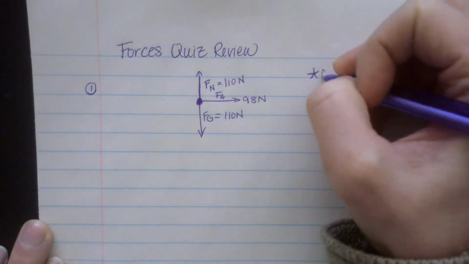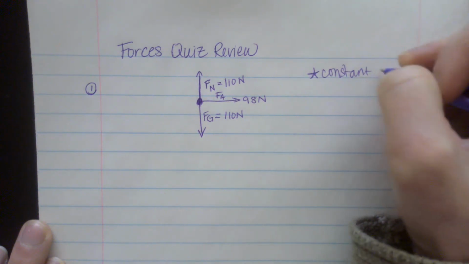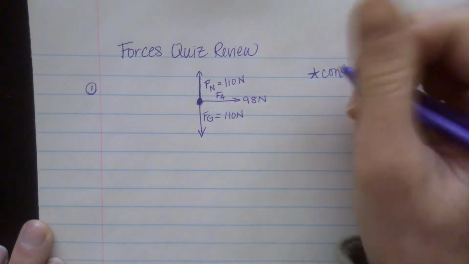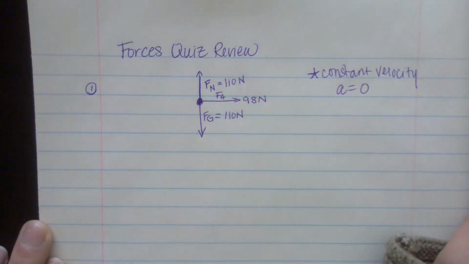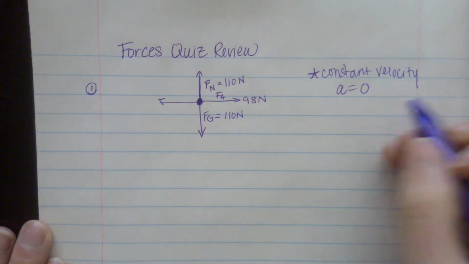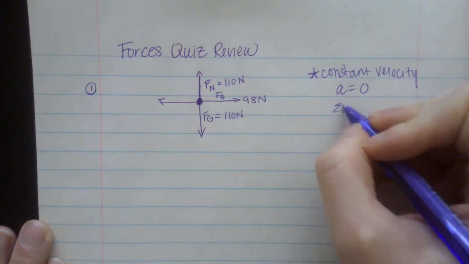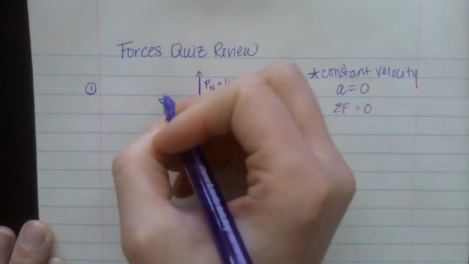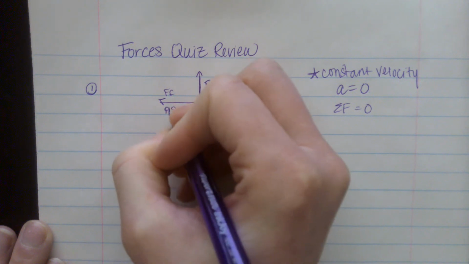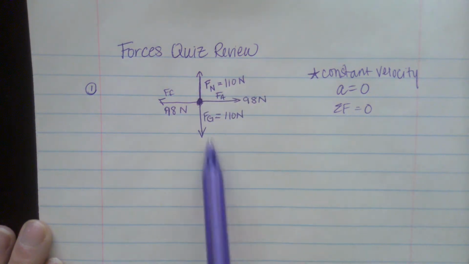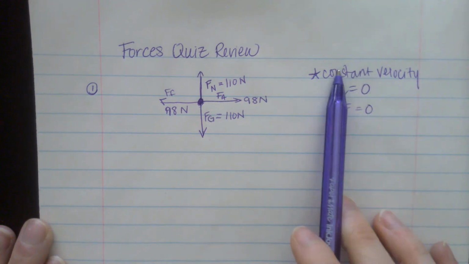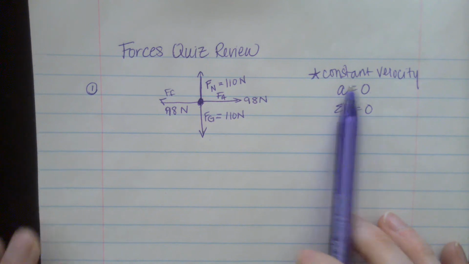And the problem told us that the box was moving at a constant velocity. A constant velocity means the box is not speeding up or slowing down, so the acceleration is 0. And in this case, all of the forces must balance out. If acceleration is 0, net force has to be 0. So the friction acting on the box is also 98 newtons. So in this case, we have balanced forces, but the object is still moving. It's just moving at a constant velocity, not accelerating.